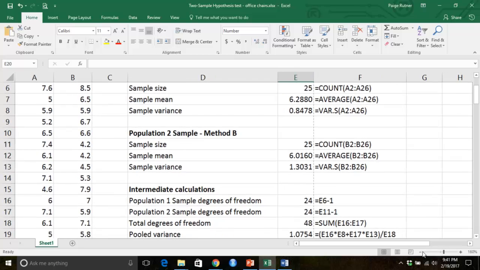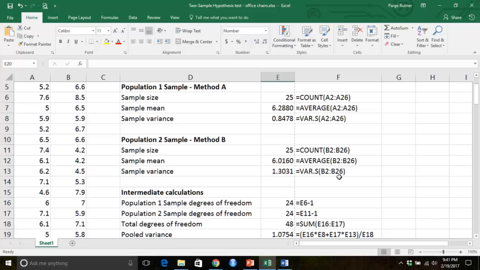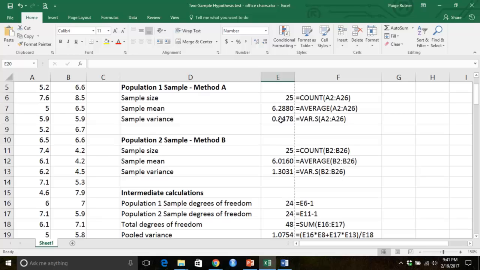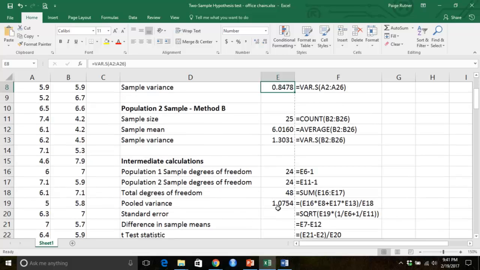Let me shrink this down a little bit so I can see a little bit more on the screen. You can kind of check intuitively and see that it's roughly between the two. In fact, it's almost exactly between the two sample variances, because essentially what we've done is computed a weighted average of those two sample variances. All right, so that's our pooled variance.